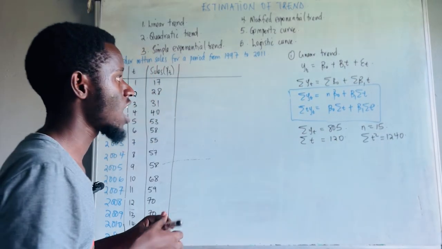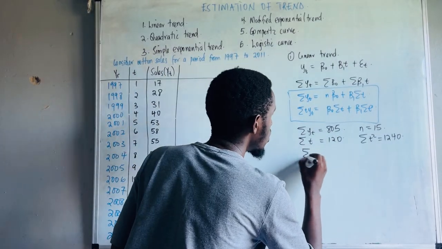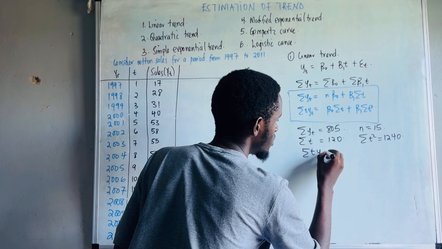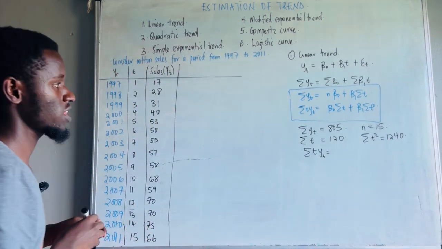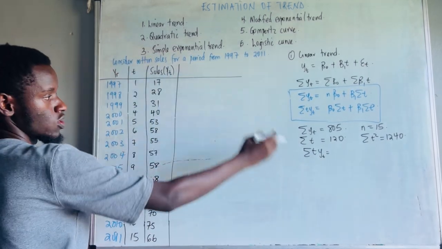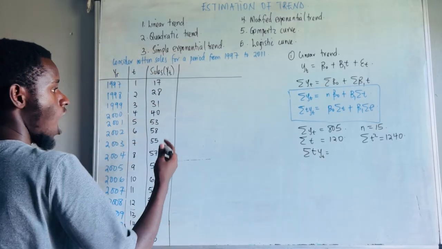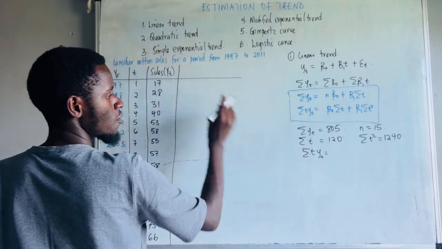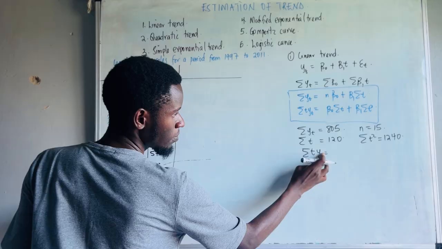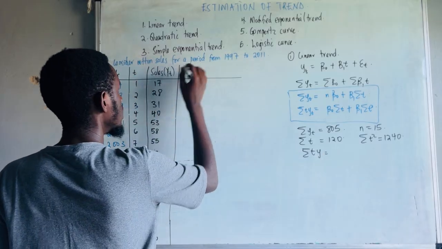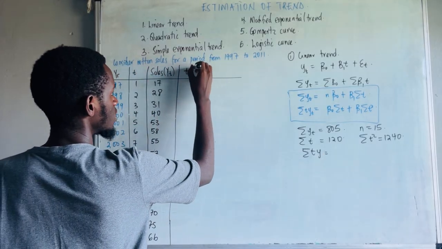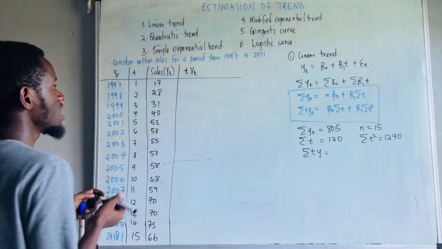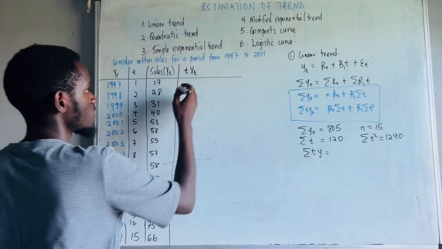And then my task now is finding the summation of t times yt. For that case, I need to do another column here so as to include this one. Therefore, to have this term here, I need the t, which is here, times the yt. I multiply: 1 times 17, I'll have 17.